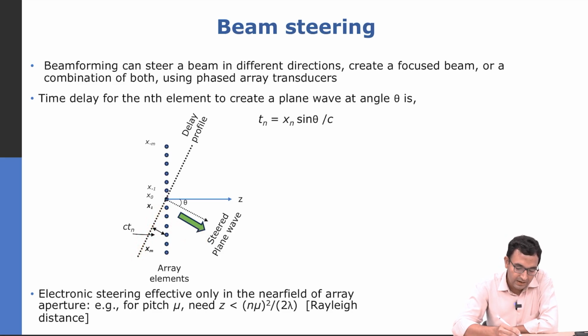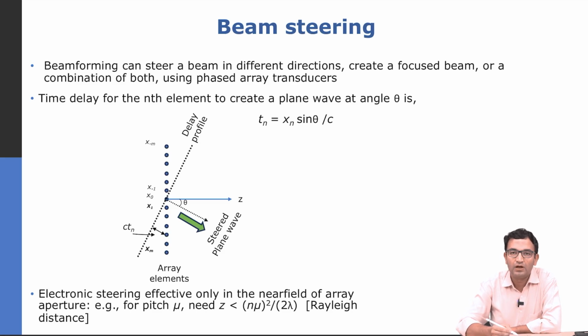So then we get an angle at which our plane wave gets steered. Now this is a plane wave, but we can also add some additional delays to create focusing, which will generate a focused plane wave. So for this example, if I simply want to tilt by an angle of theta, the delay of the nth transducer element, so starting from this x0, is going to be xn sine theta by c, where c is the speed of sound.